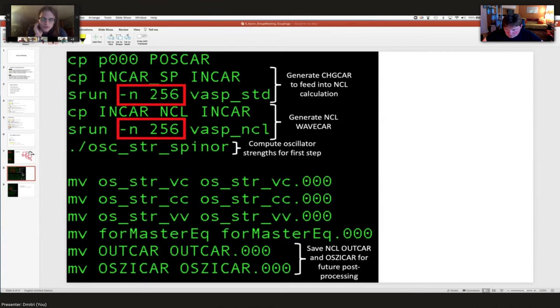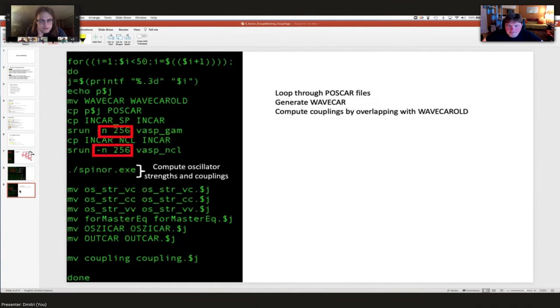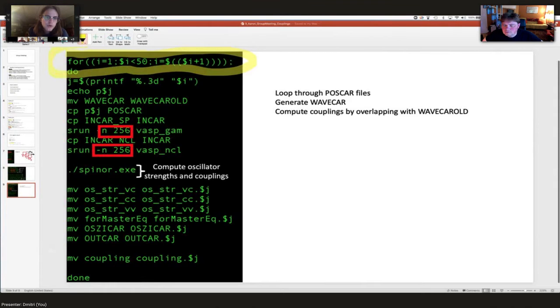And then the next slide. And then this is just looping through all the PXXX files or POSCAR files, and then just running VASP calculations to make WAVECARs that we compute non-adiabatic couplings with. And that's what this spinner.exe script does.